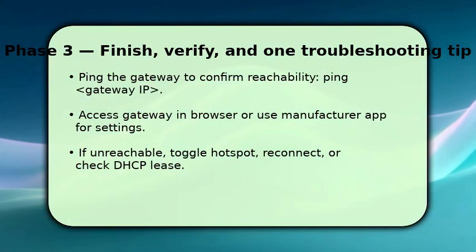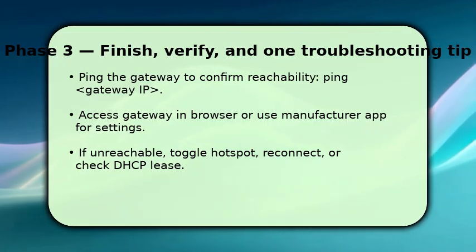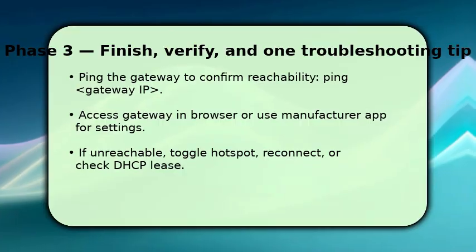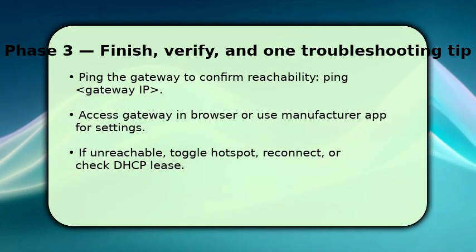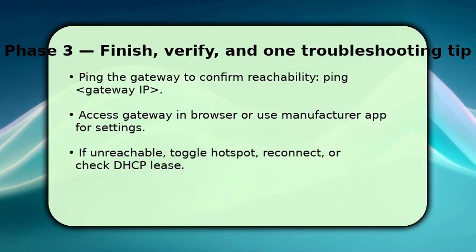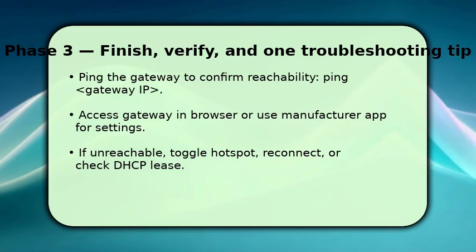Now verify that IP by pinging the gateway from your device. A successful reply confirms it's reachable. Next, enter that gateway IP into a browser to open the hotspot's admin page, or use the vendor's mobile app for deeper settings. You'll need credentials if prompted.